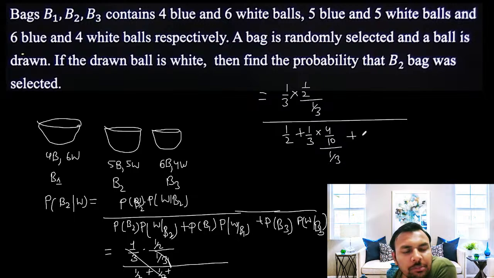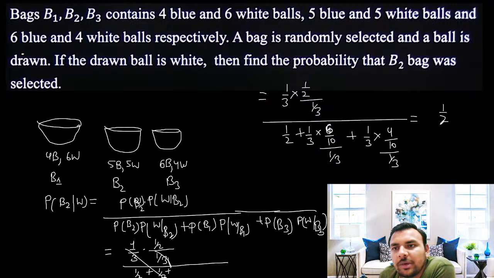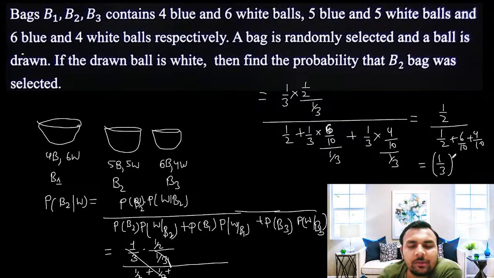This is P with, okay, 1 by 3 is 6 by 10. Okay, white. This is 4 by 10. This is 1 by 3. So we are simply doing what? 1 by 2, 1 by 2, 6 by 10, 4 by 10, 1 by 3, 1 by 2, 1 by 3. Back will be selected by 1 by 3. Okay.